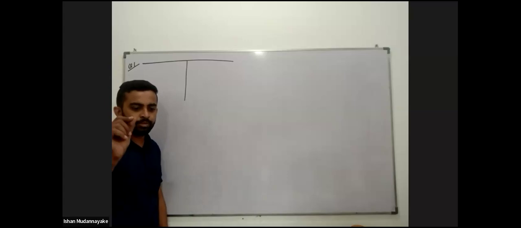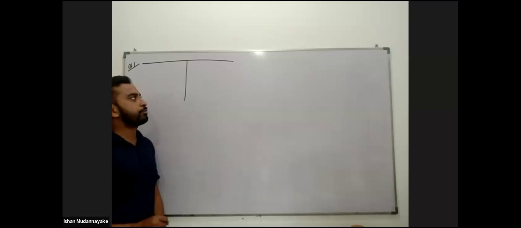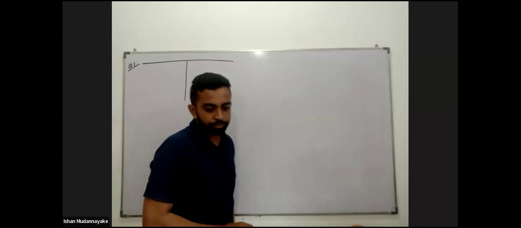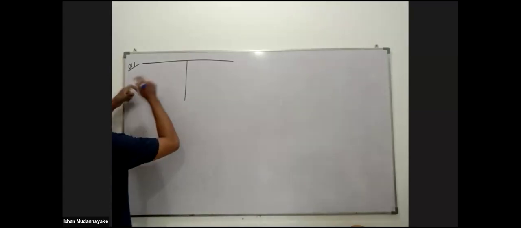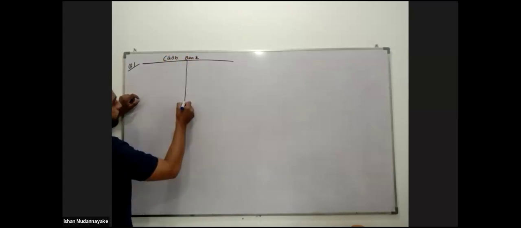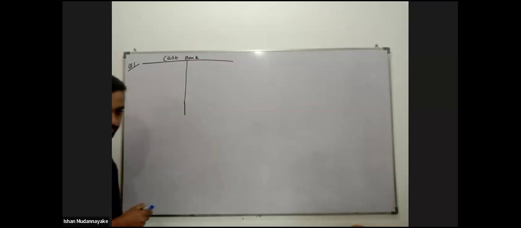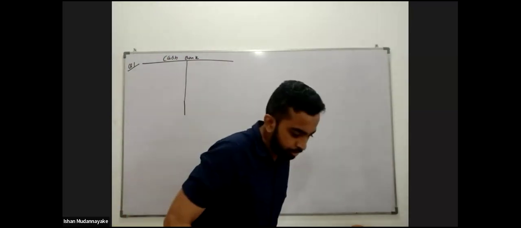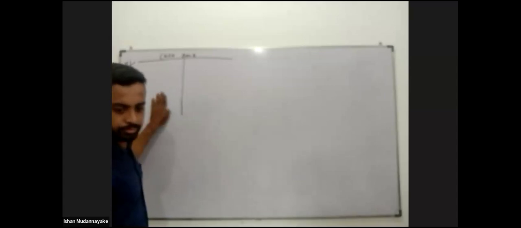Okay, right. Then students, for the question number 1, we will draw T accounts. Here, we'll prepare ledger accounts. Quickly draw a cash book at first. For the cash book, it may require around six or 7 rows. Cash book, and then draw few ledger accounts.